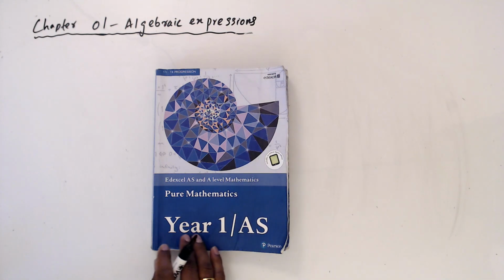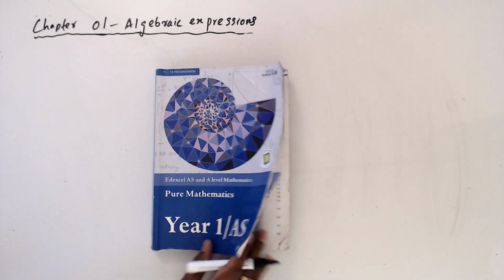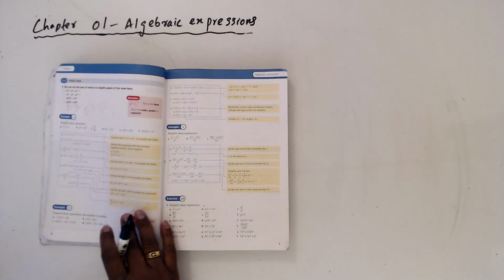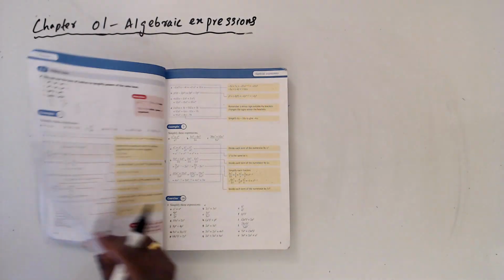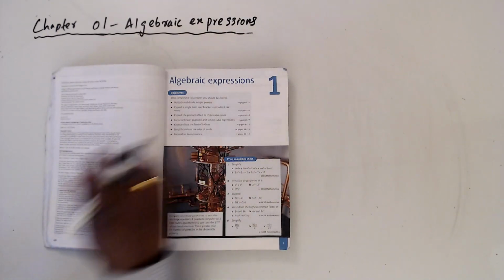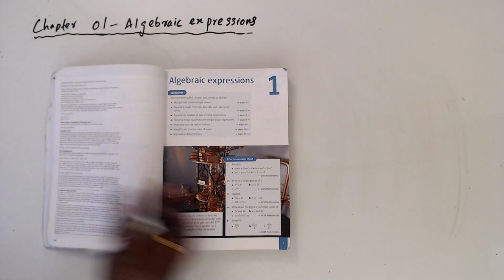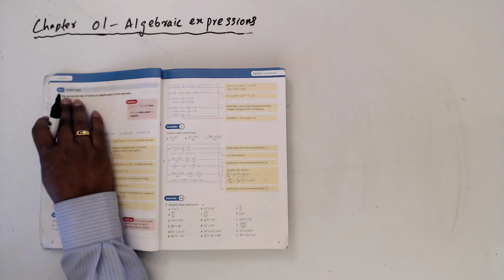Let's start with year 1, chapter 1, algebraic expressions, and the first section is 1.1, index laws.